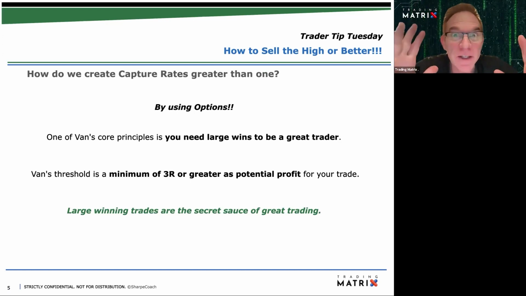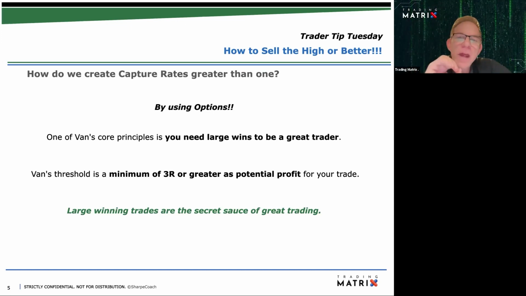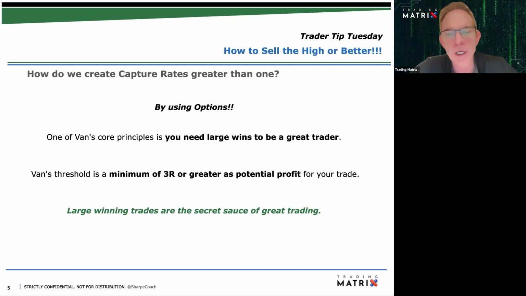By using options. One of Van's core principles is that you need to have large wins to be a great trader. Dr. Van Tharp used to preach that the threshold for a big winning trade was a minimum of 3R, 3 times your risk. It needed to be a minimum of 3R or greater. One of the things I preach is that large winning trades are the secret sauce of great trading. Everybody goes for win rate. It's not about win rate. It's about big wins.